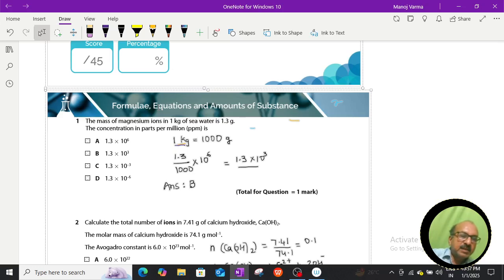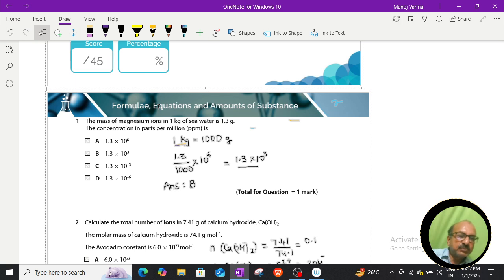Hello students, now I have come back with the questions on mole concept, which are also titled as formulae, equations and amounts of substances. This is actually taken from the Pearson Edexcel AS level examination, but these questions are equally applicable to the AS level examination of the Cambridge International.